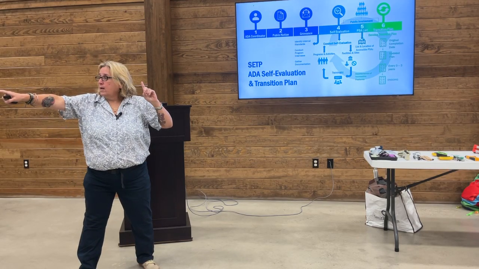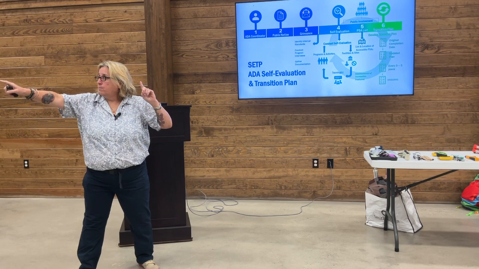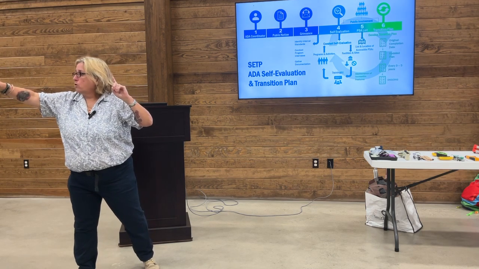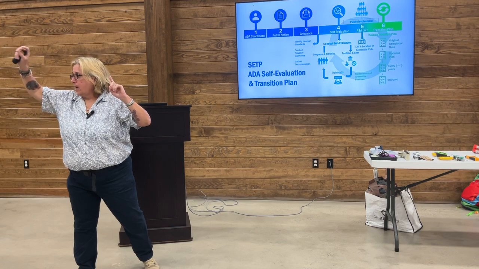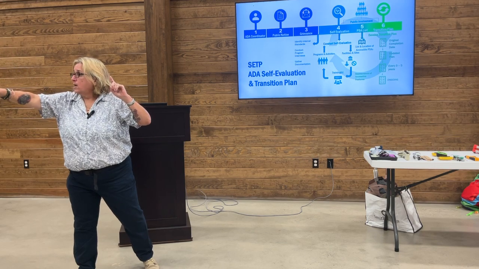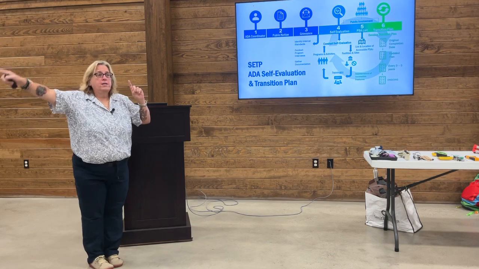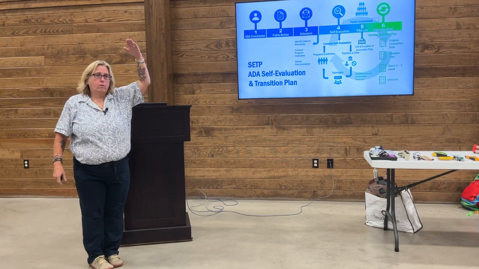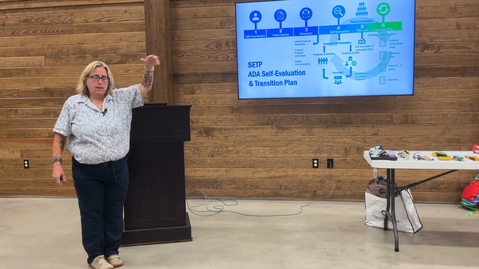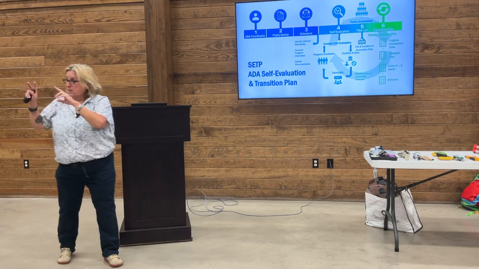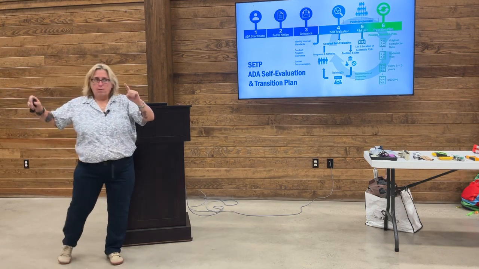The number is for the self-evaluation, the number in your entity, whether it's a city, county, state, there is no minimum. Everybody has to have done a self-evaluation. The difference is if you have over 50 employees in your city, county, state, you have to maintain that self-evaluation for at least 3 years. That's the only difference. Everybody has to.